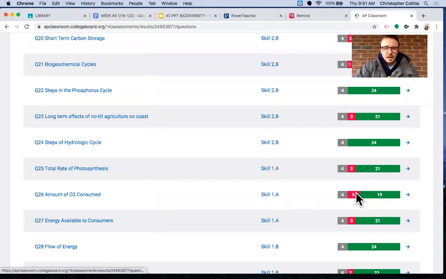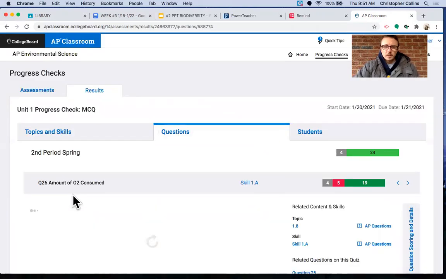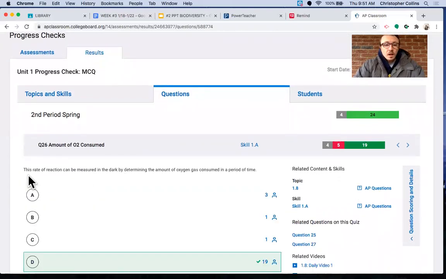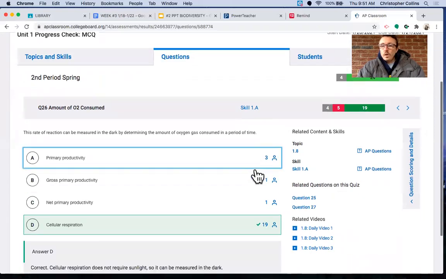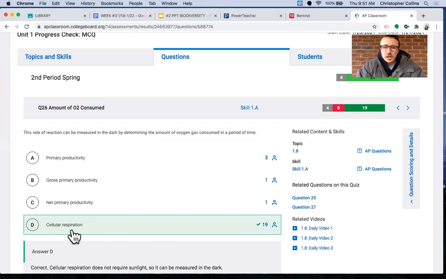Here we get something. Amount of oxygen consumed. Okay. The rate of reaction can be measured in the dark by determining the amount of oxygen gas consumed over a period of time. Okay. Now, we've talked a lot about photosynthesis and cell respiration. Photosynthesis takes carbon dioxide and fixes it into carbohydrates and produces oxygen, whereas cellular respiration is the way in which we break down carbohydrates in the presence of oxygen. So cellular respiration would be the only answer that would be consuming oxygen.